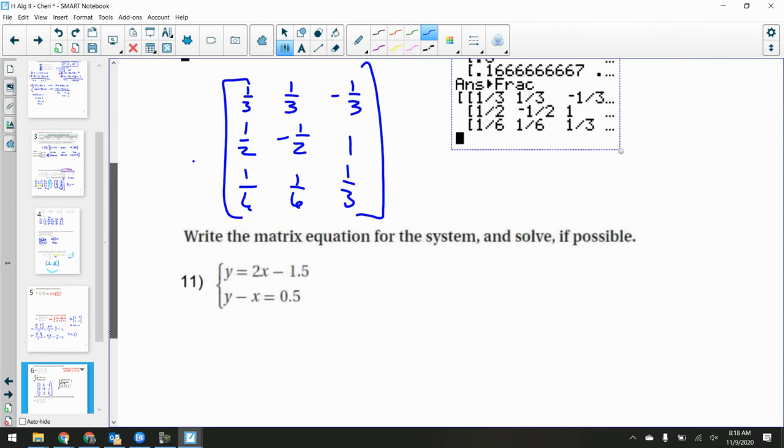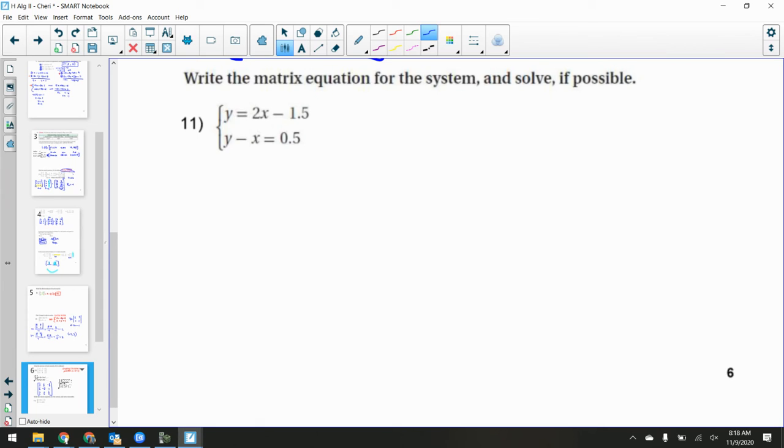All right, now when it says to write the matrix equation, what I mean by that, well, first thing I have to do is put this into standard form. Both equations are not in standard form. The top one needs to be turned into negative 2x plus y is equal to negative 1.5. The bottom one, just move it: negative x plus y is equal to 0.5. Make sure the x's, the y's, and constants are all lined up. That second equation is a little deceiving because it goes y, then x. It's got to go x, then y.